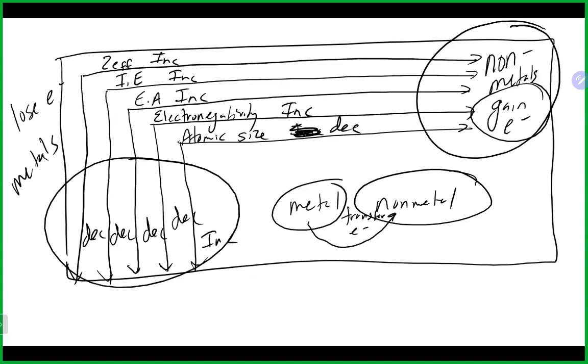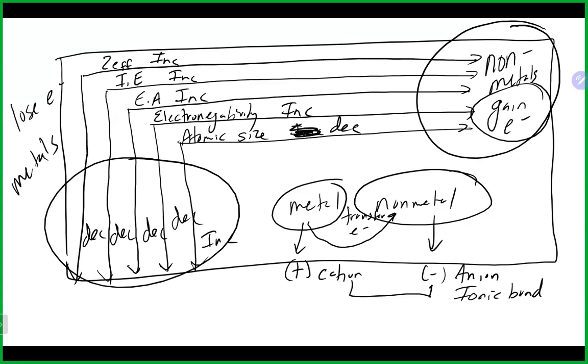Other questions? That's also why, by the way, this will result in the metal becoming positively charged, a cation, and the non-metal becoming a negative anion, and they will be attracted to each other through that opposite attraction. No sharing of electrons is happening between those two. That is going to be an ionic bond.